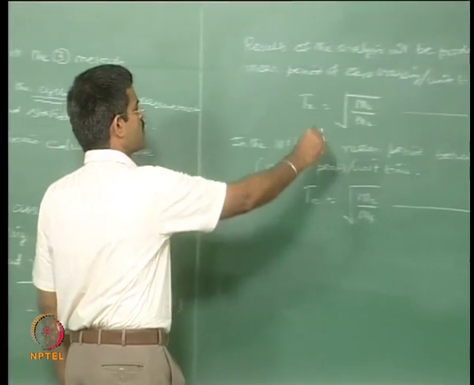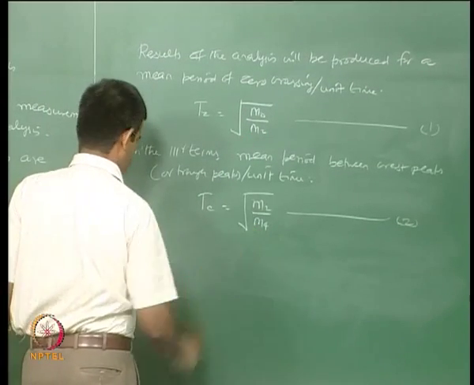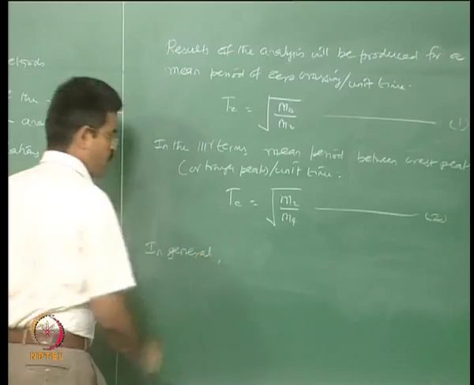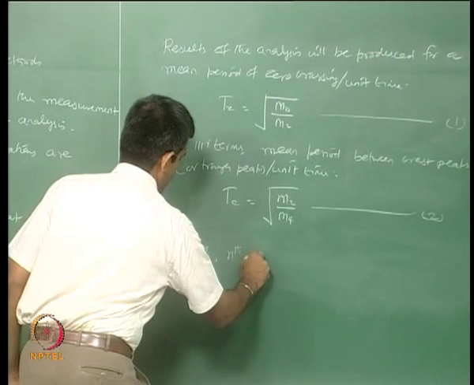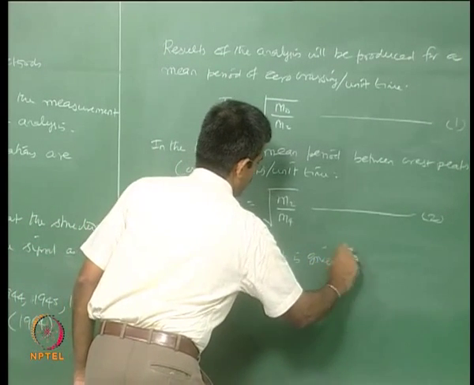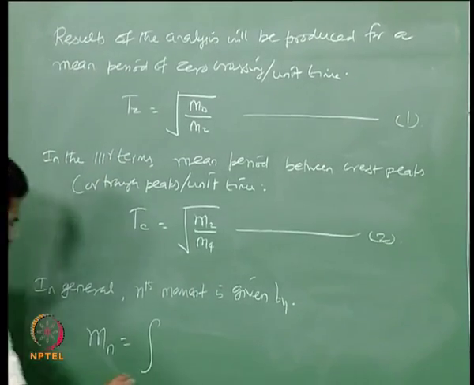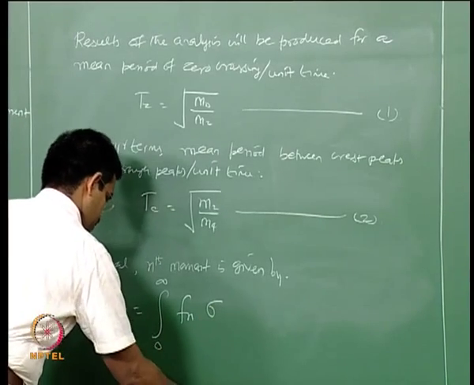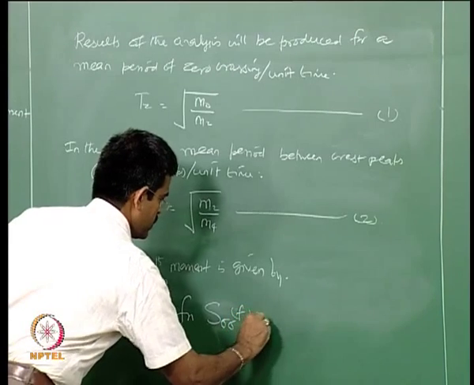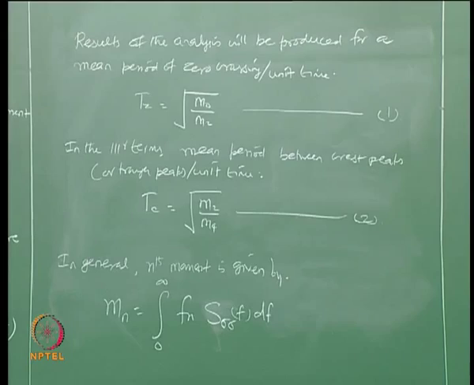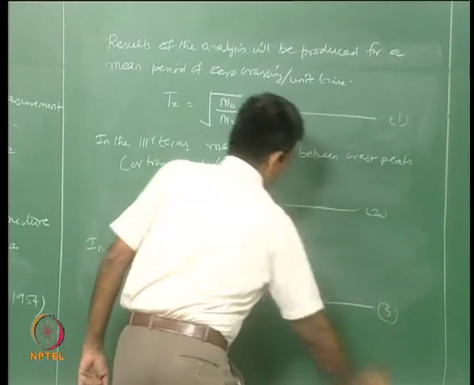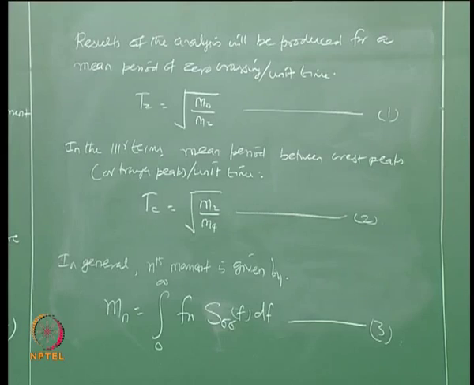Now, I have the 0th moment to be computed for the stress cycle spectrum, second moment and fourth moment. In general, we already have an equation to compute the nth moment. The nth moment is given by mn equals integral from zero to infinity of f to the power n, S sigma sigma f df. As a general equation, you can find 0th moment, second moment and fourth moment using this expression for a given spectrum where f is in hertz and S sigma sigma is the y axis of the spectrum.